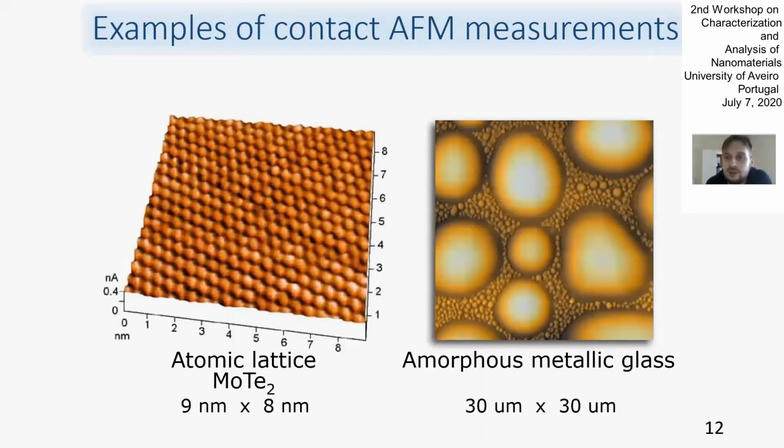And actually what we see as an image is not just a simple image like in optical microscopy or electron microscopy. It's a signal of the change of the height in order to keep the force constant. So it's more or less a functional image as well.